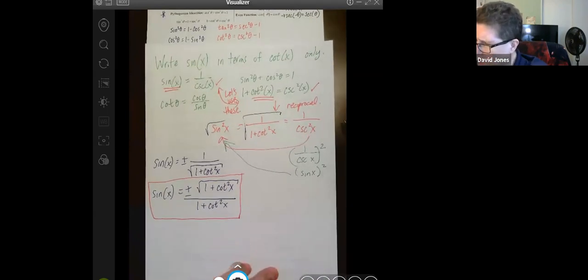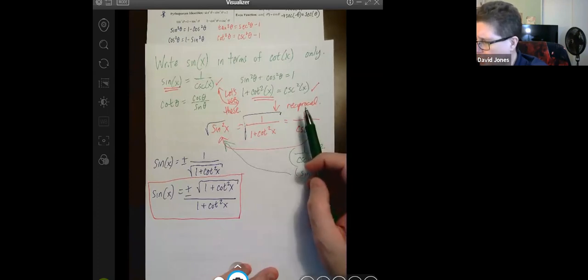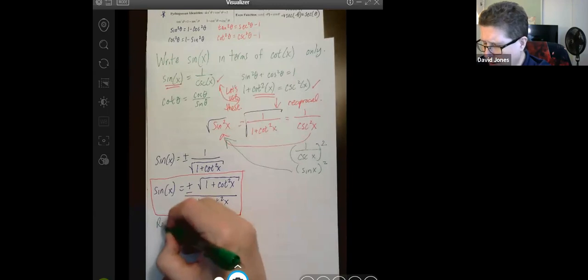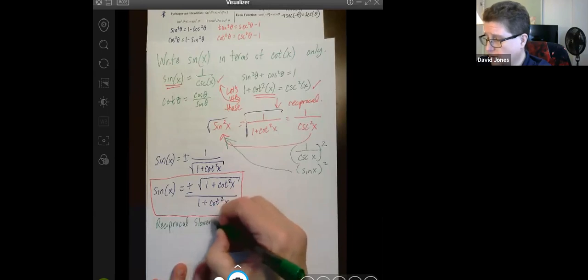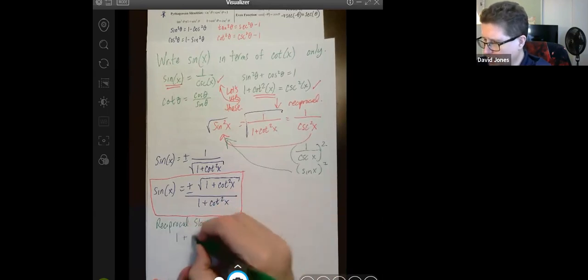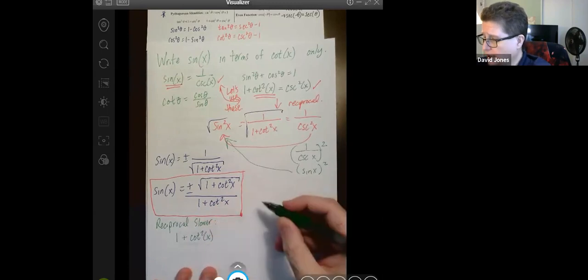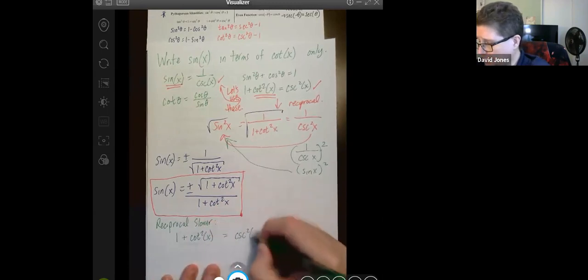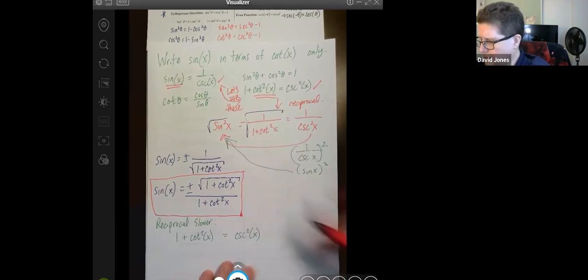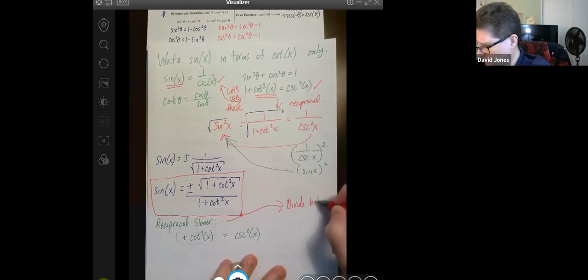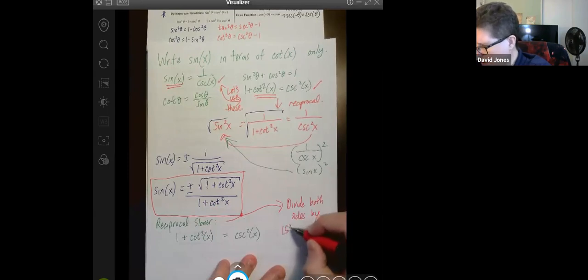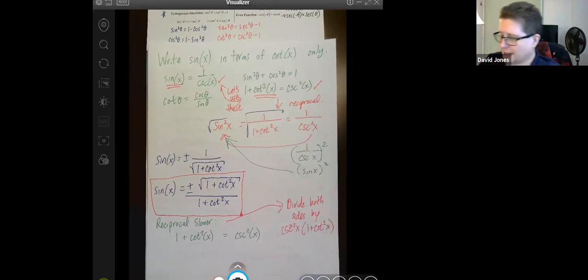Now, if you're a little confused about how I did this reciprocal thing, the reciprocal idea, I'll write it out a little bit slower. This always works. I had 1 plus cotangent squared x equals cosecant squared x. The idea of doing the reciprocal is to divide both sides by cosecant squared x times 1 plus cotangent squared x. Just everything that's on top.